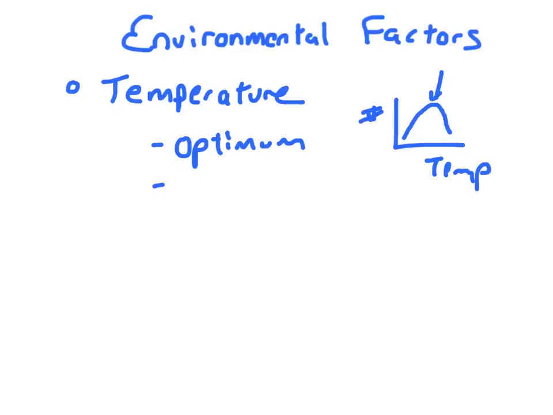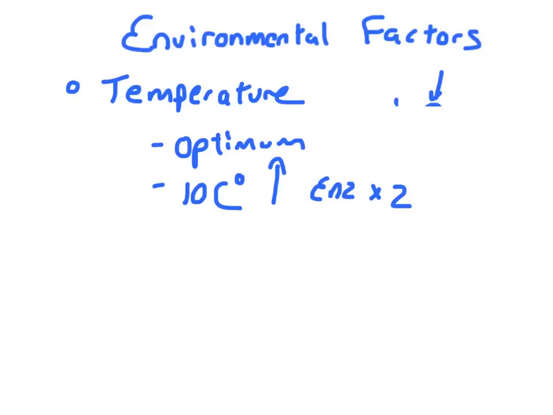Another thing to think about in terms of temp is that enzyme rate doubles every 10C. So for every 10 degrees Celsius that we increase, the enzyme activity is going to double. So for every 10 degree increase in temperature, we're going to see enzyme rate double. Okay, so again, you might think, well, what would this look like?